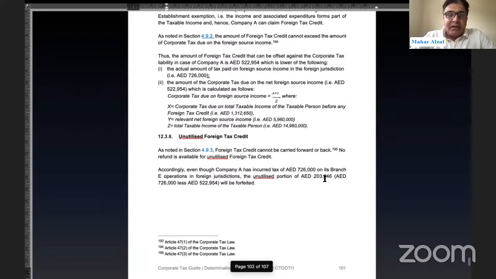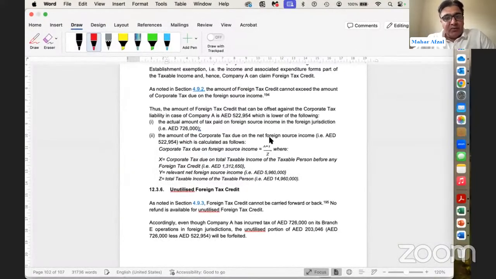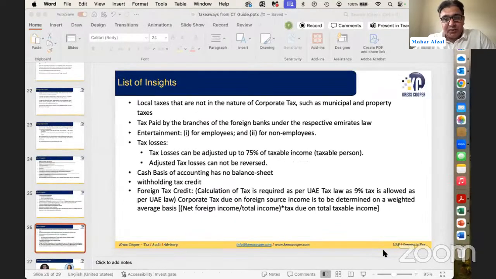So the crux is, foreign tax credit is allowed at maximum 9% of their foreign taxable income, and we can calculate this foreign tax credit by applying the weighted average technique. Foreign taxable income divided by total income, multiplied by the total tax payable, and the remaining tax will be forfeited. It cannot be carried forward and it cannot be carried back. Thank you very much. This is over from our side. I think we have discussed almost everything related to this guide, and if you have any question, you are most welcome.